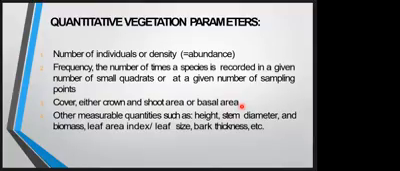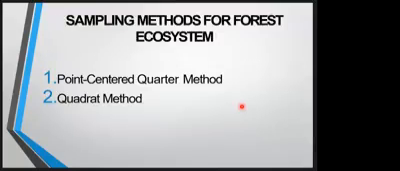Another is other measurable quantities such as height, stem diameter, and biomass. Leaf area index or leaf size and the bark thickness can also be used for quantitative vegetation parameter. So, kani sila it involves a lot of computation and formula as well. So, let's now move on. Since we're dealing with vegetation analysis, it's not more on the ground species. We are also considering forest ecosystem.